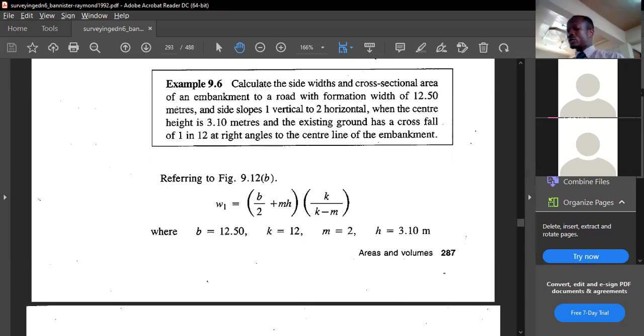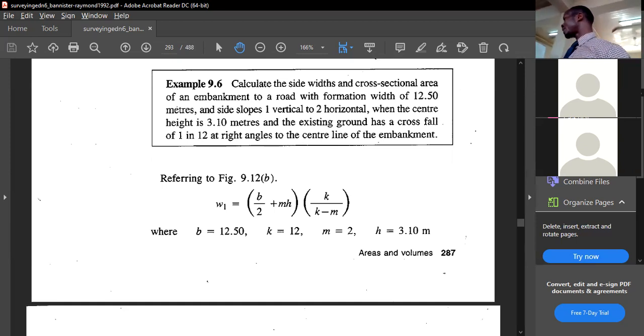And there's a cross fall of 1 in 12 at right angles to center line. Center line of embankment. Okay, I know the handwriting is not the best, but you can see everything.